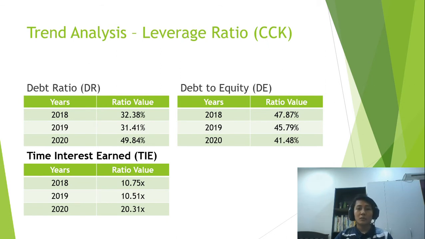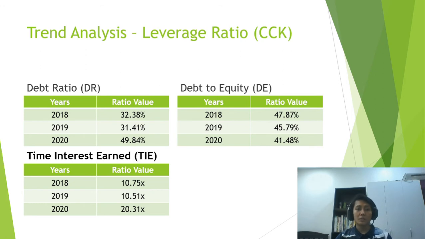Next, CCK's debt to equity ratio for all three consecutive years show good ratio performance. This is because it shows that the company had a decrease in the percentage of debt to equity from 2018 until 2020. It indicates that the company's debt is gradually decreased from year to year.